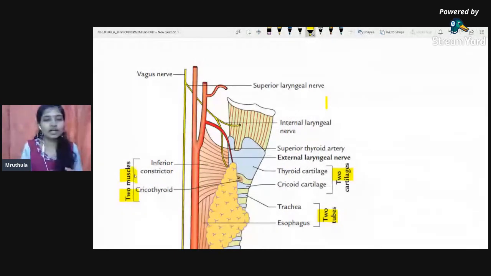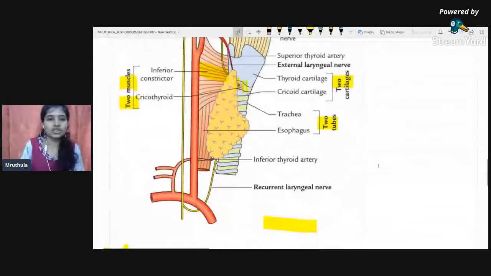The 2 muscles are, look at the diagram, the inferior constrictor muscle, here. Below that, in the medial aspect, we also have the cricothyroid muscle. So these are the 2 muscles on the medial aspect. We'll deal with the muscles in detail when we talk about the other structures in the neck. For now just know the names inferior constrictor and cricothyroid. So for the medial relation, remember 2 cartilages, 2 tubes, and 2 muscles.